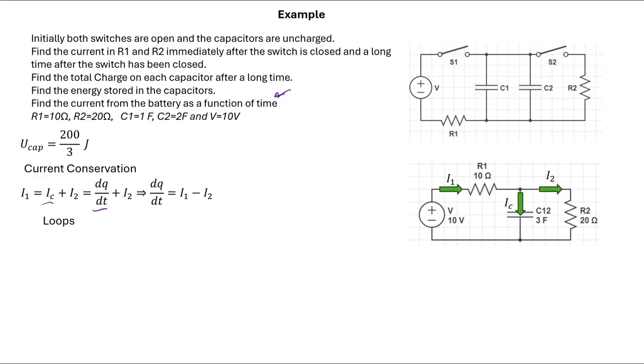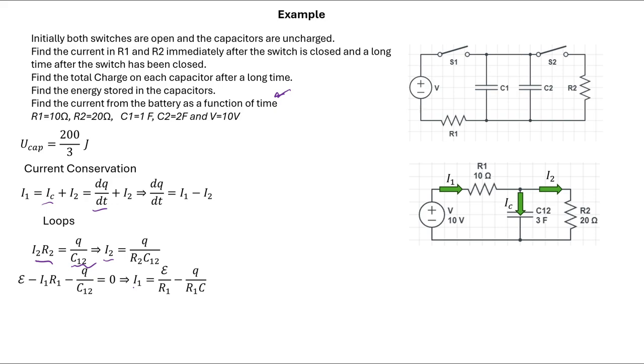Well, I need Kirchhoff loops. So I'm going to make one loop on each side. And on the right side, it's an easy loop because the voltage across R2 has to be the same as the voltage across the capacitor. And then in this loop, you have three things. What I've done in both cases, you can pause if you want and check my algebra, make sure I didn't do anything illegal or foolish. I've solved for the current in both those cases.